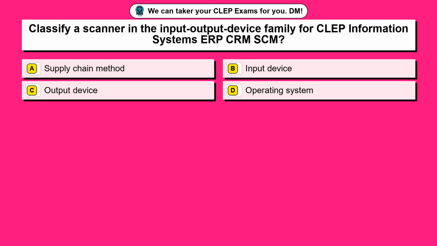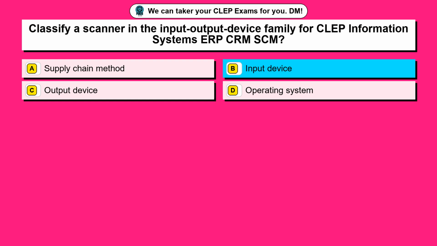Question 54. Classify a scanner in the input-output device family for CLEP Information Systems ERP CRM SCM. Option A. Supply chain method. Option B. Input device. Option C. Output device. Option D. Operating system. The correct answer is option B.